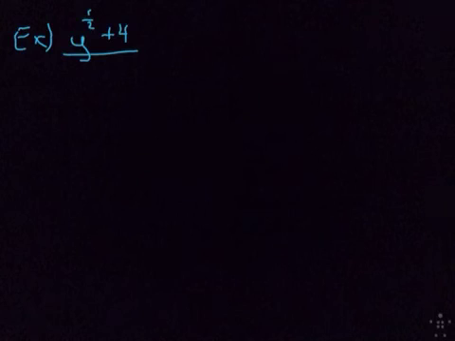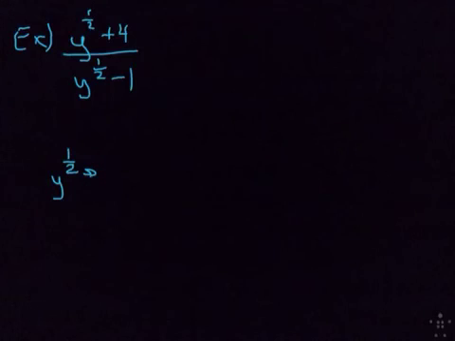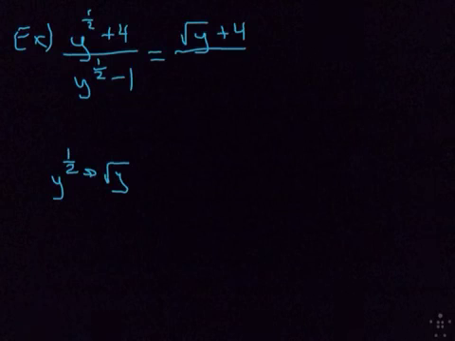And then a related topic with rational exponents is rationalizing a denominator using a conjugate pair. So this will be the last example of the lesson. In the numerator, we have y to the 1/2 plus 4, all over y to the 1/2 minus 1. What I recommend is to convert the y to the 1/2 to the square root of y. And then we'll be able to treat this problem similar to how we've done in earlier lessons.